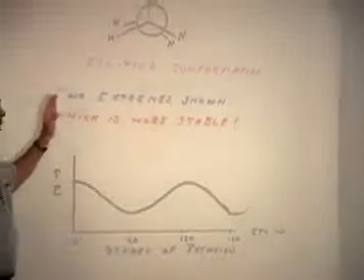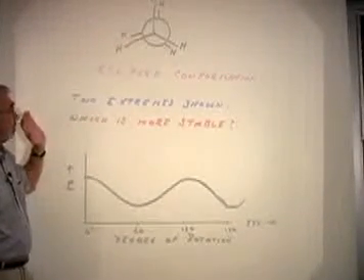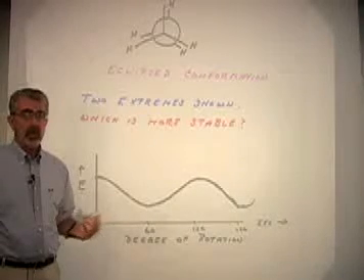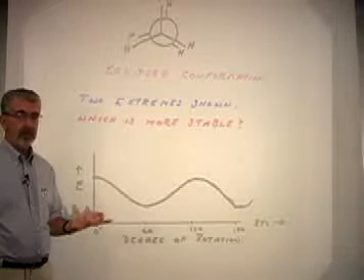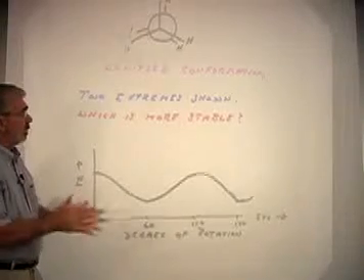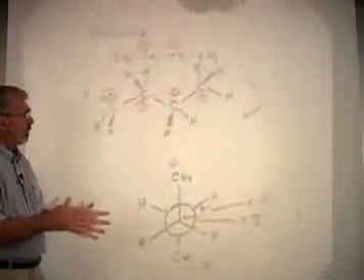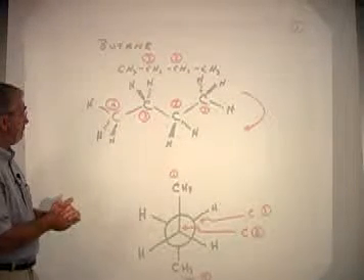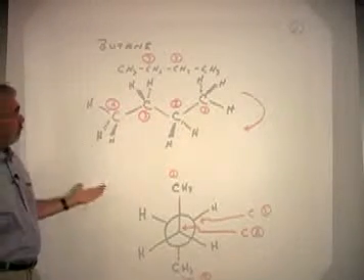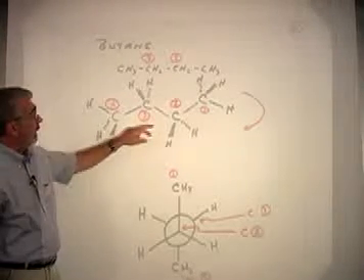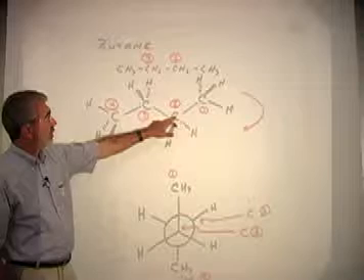As we start adding more and more carbons onto a molecule, this conformational analysis becomes more complex, more involved. So let's go up two steps in terms of complexity. Let's take a look at butane. With butane, we've got 4 carbons, and we're going to take a look at the conformational analysis between carbons 2 and 3.